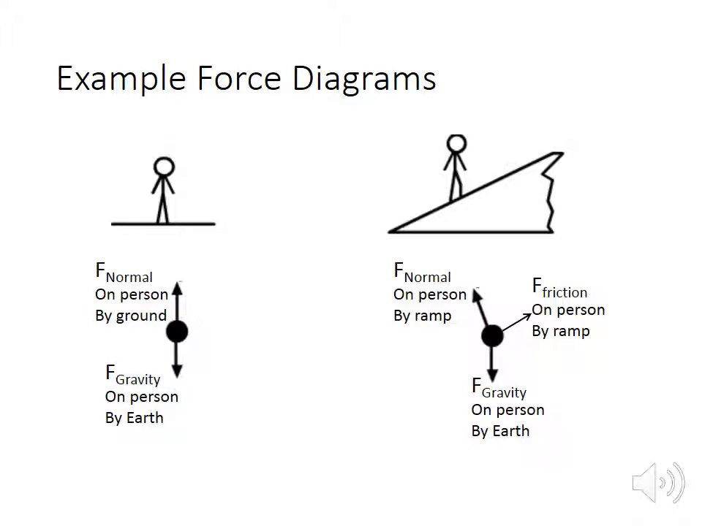Something to notice for these two diagrams is that for both of them, gravity always points straight down, and the force of gravity is always labeled as on the object by earth. So gravity always points straight down. Normal force, on the other hand, is dependent on the angle of the surface. If someone is standing on flat ground, then normal force goes straight up, because normal force is perpendicular to the surface that that object is on. So notice that for the person on the ramp, normal force actually angles off to the left a little bit, because angling off to the left puts the arrow perpendicular to the slanted surface.